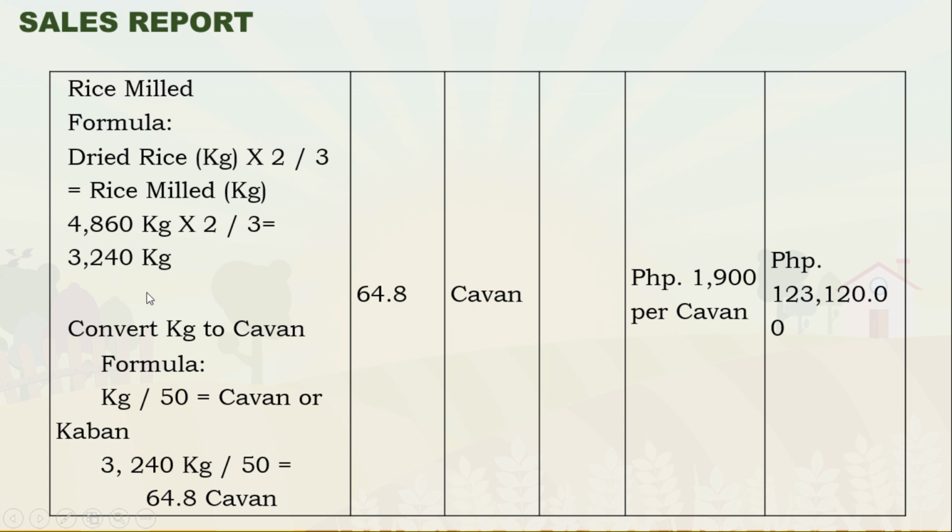So, i-multiply natin yung kilogram into kaban. Diba? Ang isang kaban ay gaano kabigat, ilang kilo? That is 50 kilos. So, yung kilo, i-divide natin sa 50 or kaban. Diba? So, we have 3,240 kilograms divided by 50, so we have 64.8 kaban of rice. Okay? Ang presyo ng isang kaban ay 1,900 pesos multiplied by 64.8, so we have 123,120 pesos. So that's our sales report.